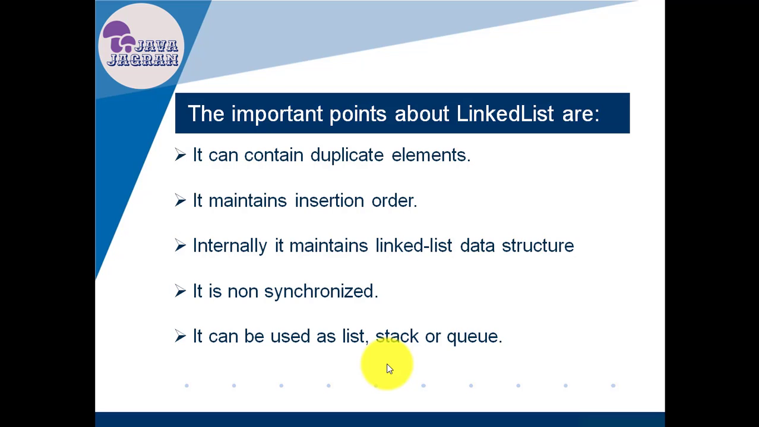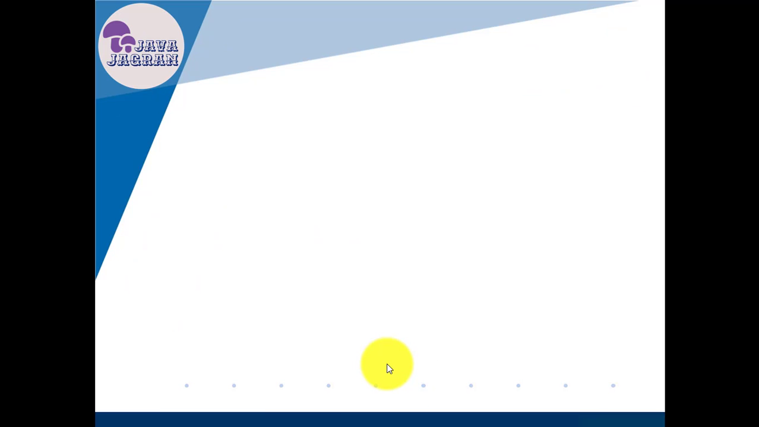How can we use it like a stack or queue? There are many convenience methods provided in the linked list. Using those we can treat it like a stack or queue. If you use those methods, it will start behaving like a stack or queue also. Java provided specific classes for stack and queue also, but we can use a linked list as a stack also. That is the point I want to tell you. So this is all.